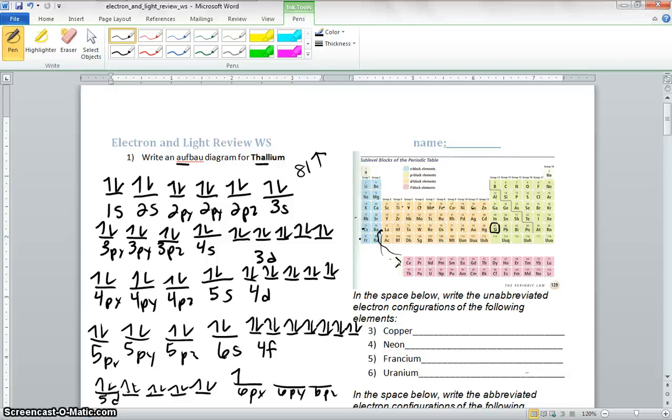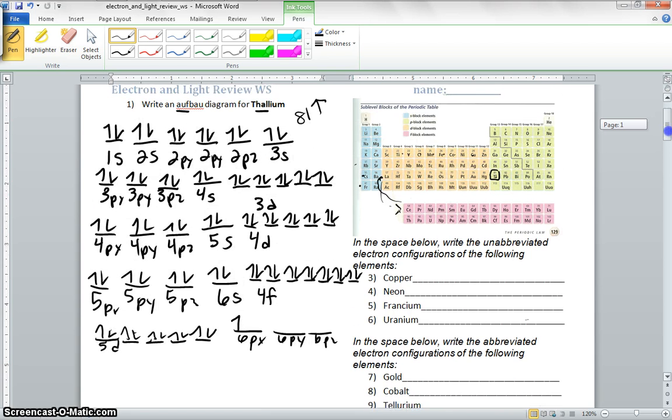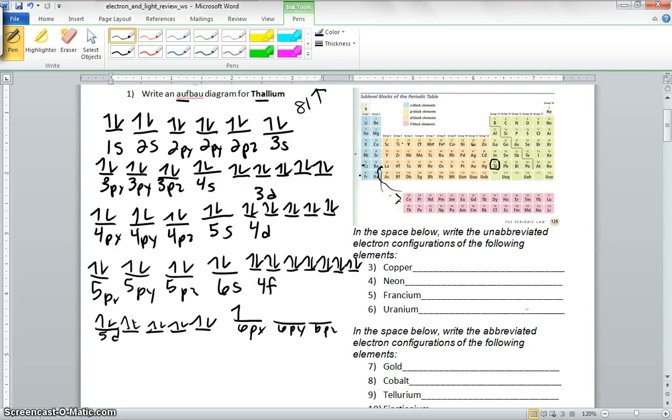Yeah, definitely. Okay, so let's move on to the next ones where we have the unabbreviated configurations below. So these ones aren't the arrow diagrams, these are just going to be the 1s2, 2s2, that one. So we have copper. Copper is going to be Cu, and Cu is where on the periodic table? Oh, right there, 29.